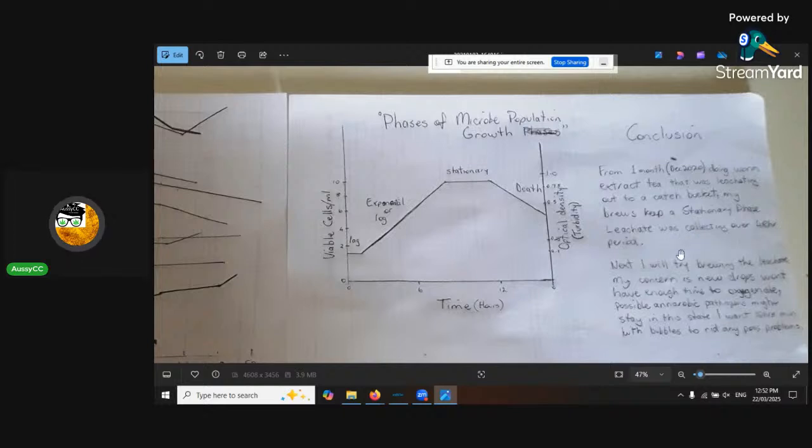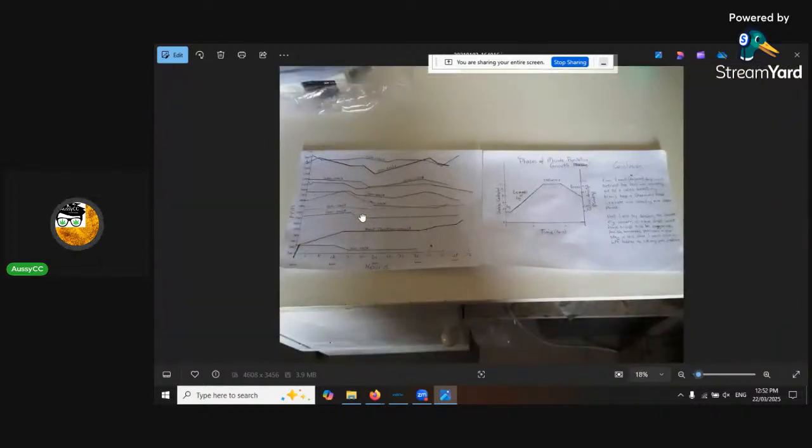Leachate was collecting over a 48-hour period. Next, I will try brewing the leachate. My concern is the new drops won't have enough time to oxygenate. Possibly anaerobic pathogens might stay in this state, which was true. I want 10 hours maintained with bubbles to rid any pest problems. I hope that helps.